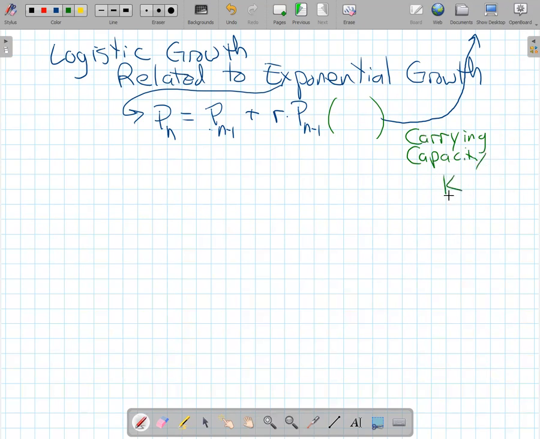Why K instead of C? I don't know. Somebody picked K. And what we do is the growth rate, right? Eventually we do a 1 plus R to deal with that in exponential. The carrying capacity is going to reduce that. So we're going to do a 1 minus as a multiplier.